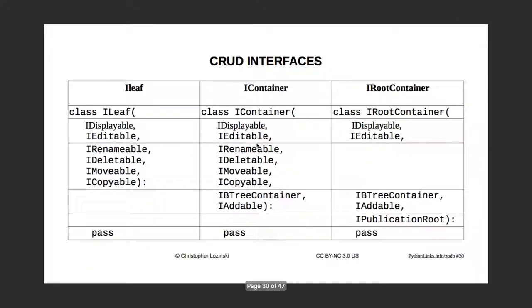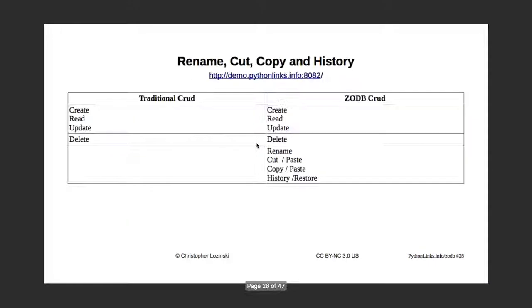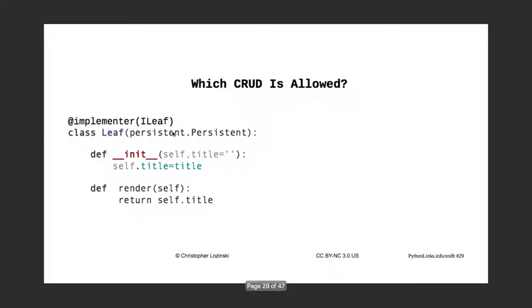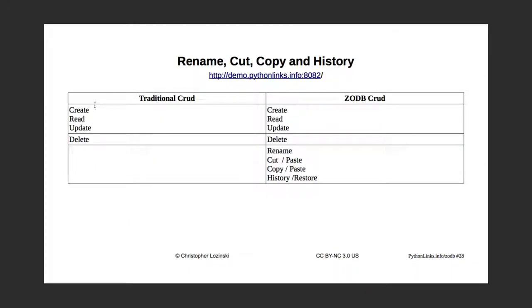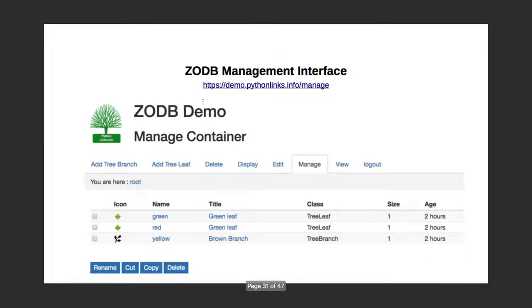I'll just slide back a slide. So remember we have all the different CRUDs. We had create, read, and update. We've got delete. So we've got the zope.interface and zope.schema, which allows you to define those. And then we have the extended CRUD for graph databases: rename, cut, paste, copy, paste, and the beautiful history restore, which you get from a versioned database like the ZODB. Okay, on with this presentation.